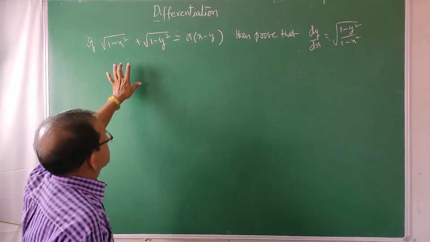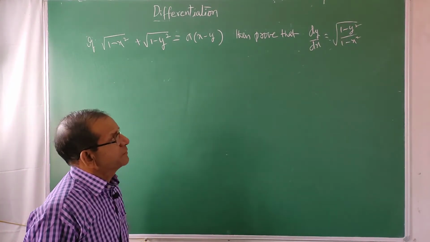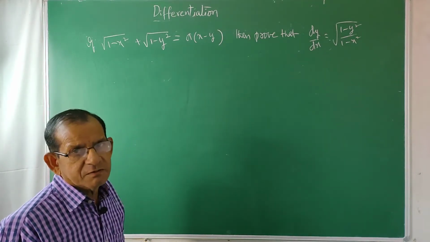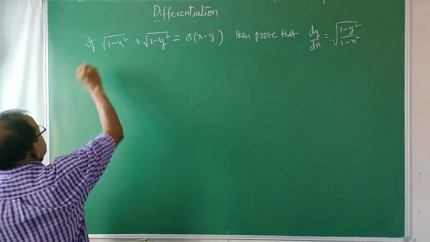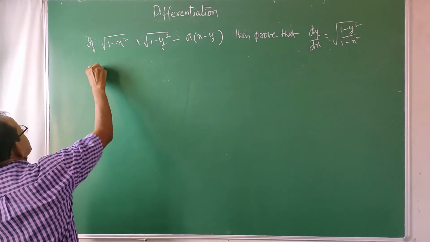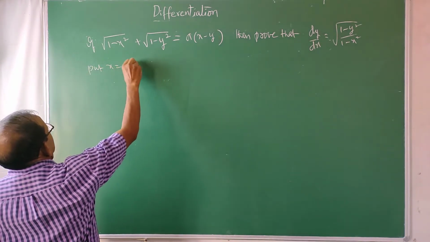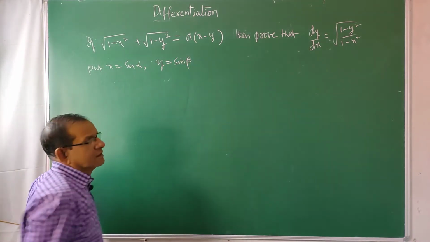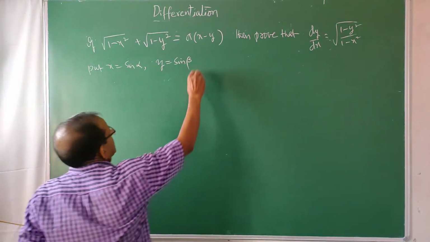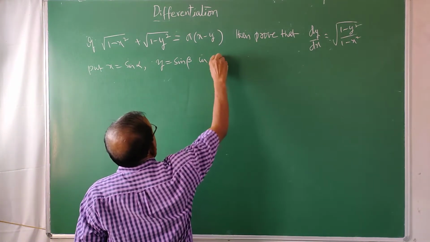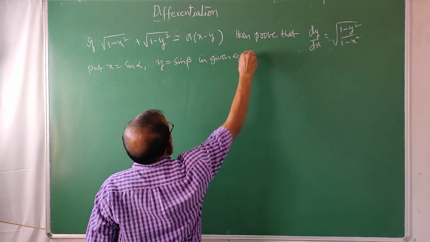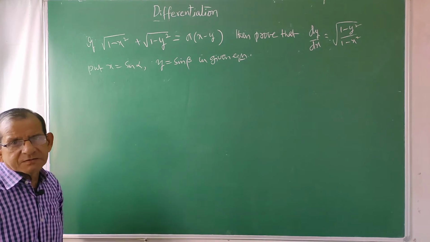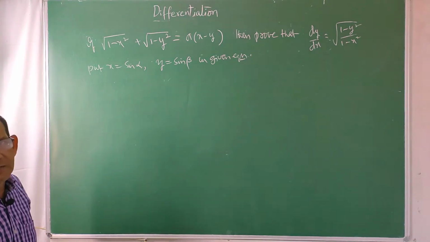So here this is the given equation. From this you have to find out dy by dx is equal to square root of (1 minus y square) by (1 minus x square). Now in this given equation put x is equal to sin alpha and y is equal to sin beta. Then alpha is sin inverse x and beta is sin inverse y. In the last we have to substitute those values for alpha and beta.